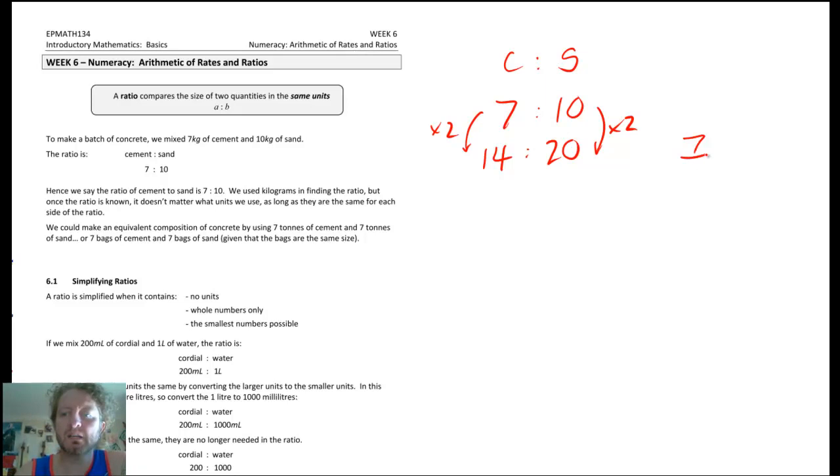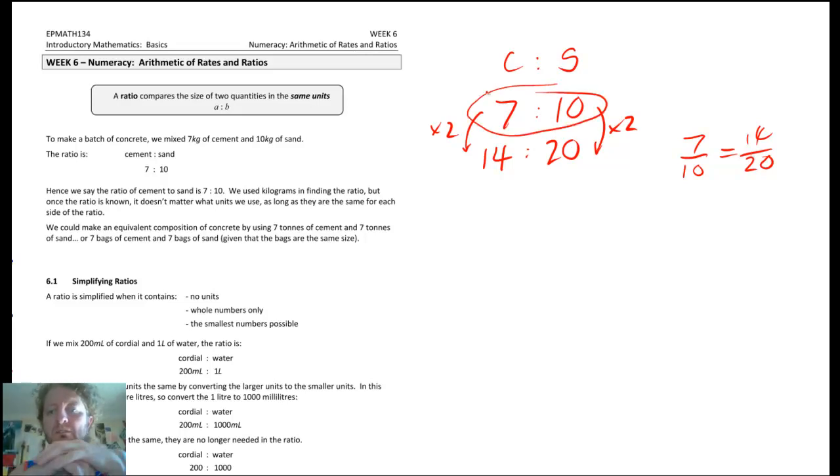I'm saying that 7 when compared to 10 is equivalent to 14 when compared to 20. So simplifying fractions and simplifying ratios is actually the exact same thing. I'm looking for common ratios. Now note that I started with the simplest form. 7 to 10 was the simplest form. I was just showing that it's equivalent to 14 to 20.